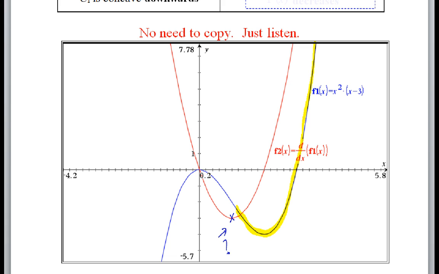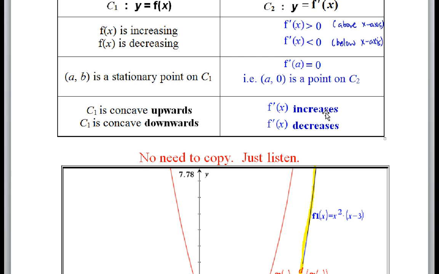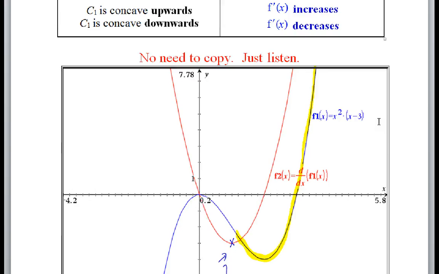My point is, if it is concave upwards, your dy dx increases like that. If it is concave downwards, then your dy dx decreases like that. Follow? So to put in words, it just means this. Then we put that into practice and see some examples.